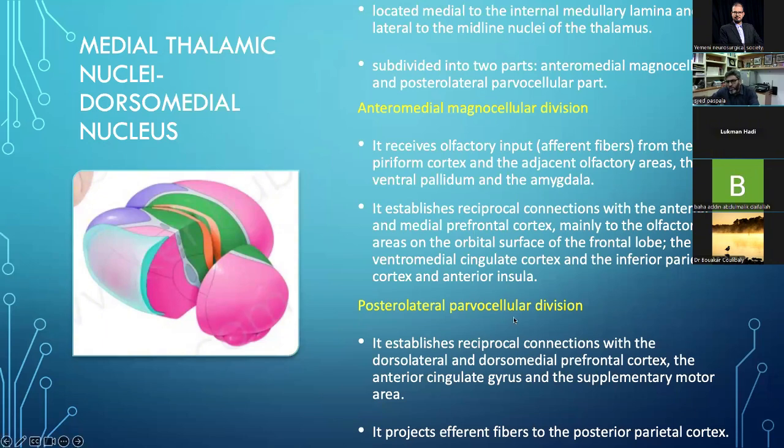And the posterolateral parvocellular part establishes reciprocal connections with the dorsolateral and dorsomedial prefrontal cortex, anterior cingulate gyrus, and the supplementary motor area. And it also projects efferent fibers to the posterior parietal cortex. So most of the time the discussion will be that the thalamus receives every sensation except olfactory sensation. But this medial thalamic nucleus, the dorsomedial nucleus, receives some information from the olfactory area, and it also projects to these associated areas of the olfaction sensation.